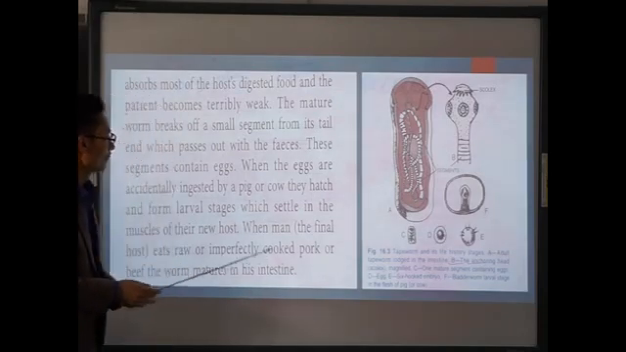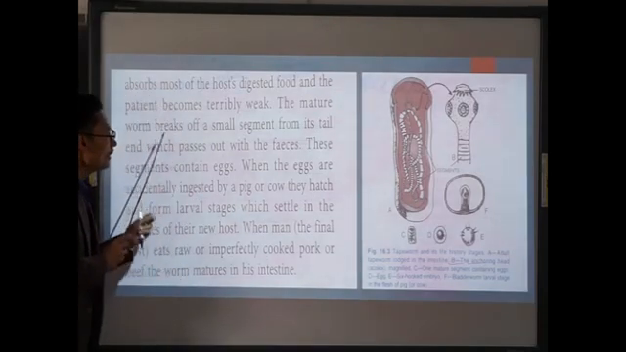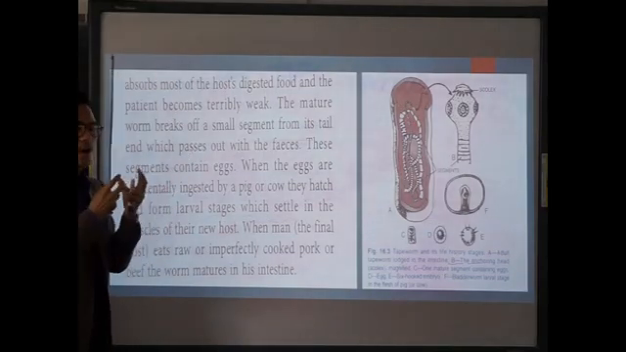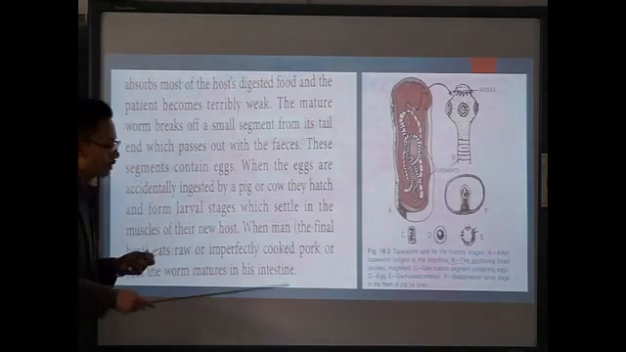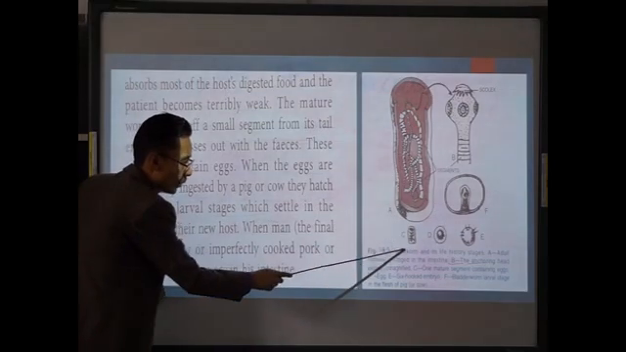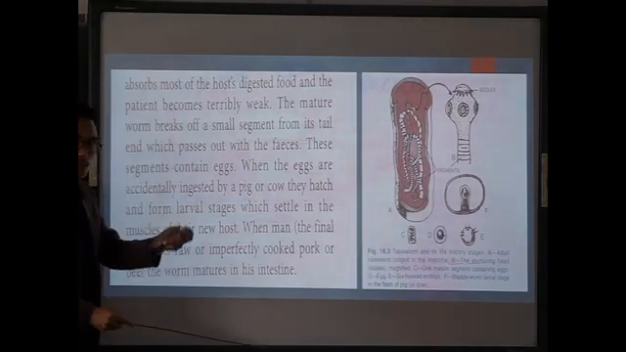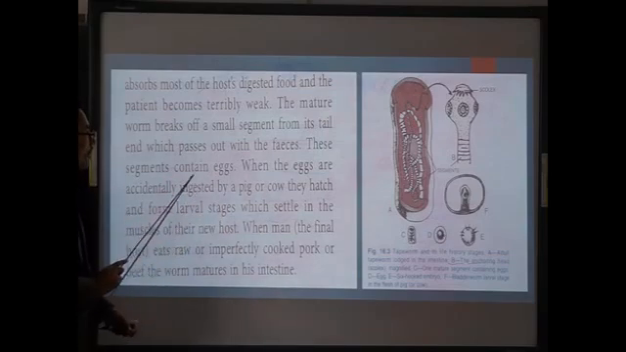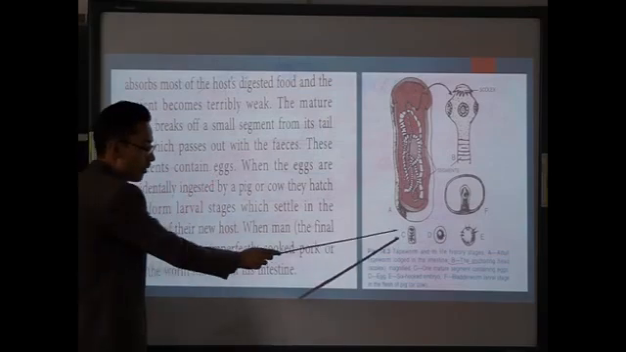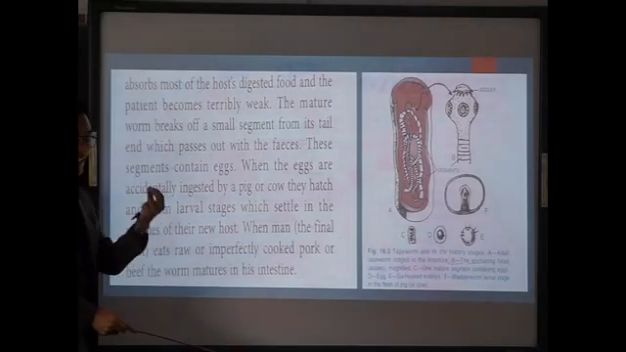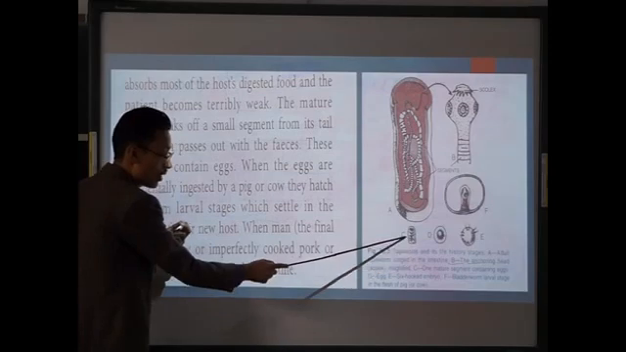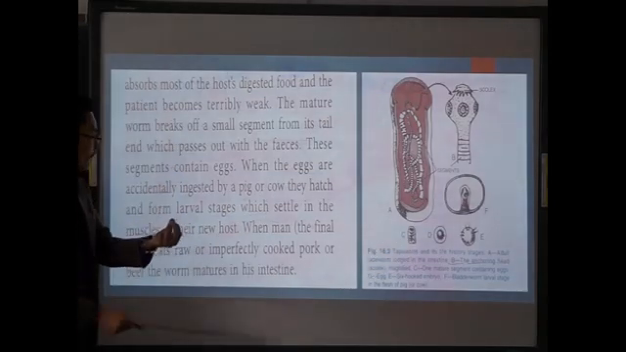Clear? So let's see now what we learn. When the tapeworm is mature, it breaks off a small fragment from its tail region. This fragment, removed from the tail region when the worm is mature, contains eggs. So you can see over here, the small fragment contains the egg of the Taenia solium.